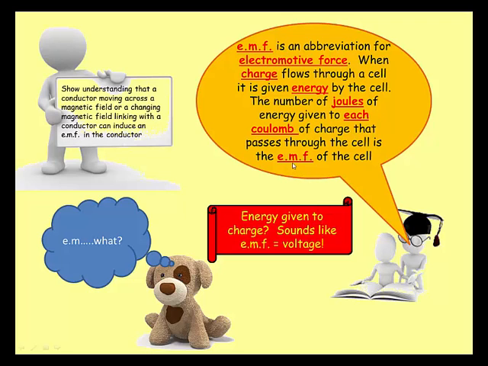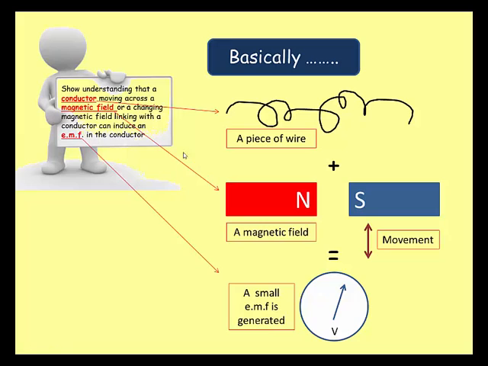Now, let's think about this over here, a moving conductor through a field. Now, what do we need to have? A few components, let's look at them. So we need to have a conductor. Any piece of wire will do, as long as it's a conductor. We need a magnetic field. So here we've got North Pole and South Pole, so we've got a magnetic field. Something else we need is movement. Now, the movement of the wire in the magnetic field. If we get that, we will actually find we get a small EMF or voltage being generated.